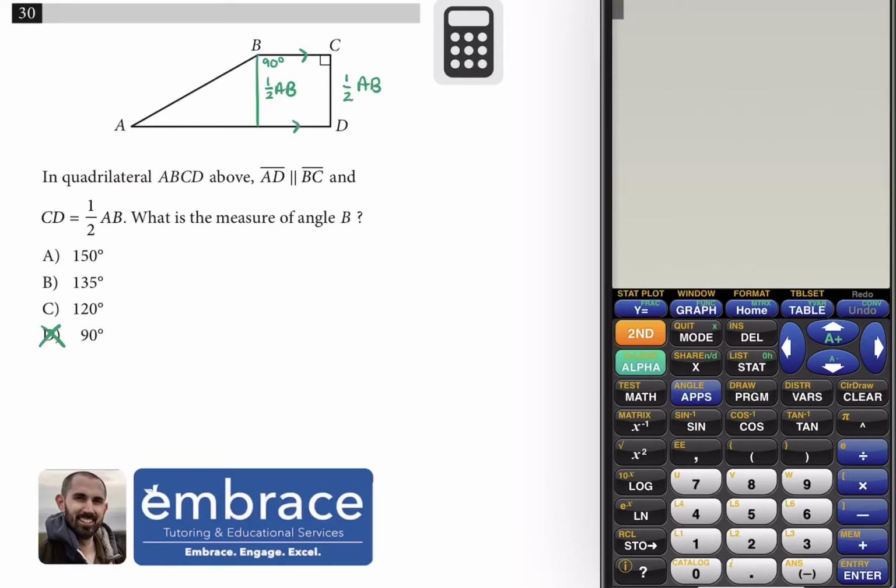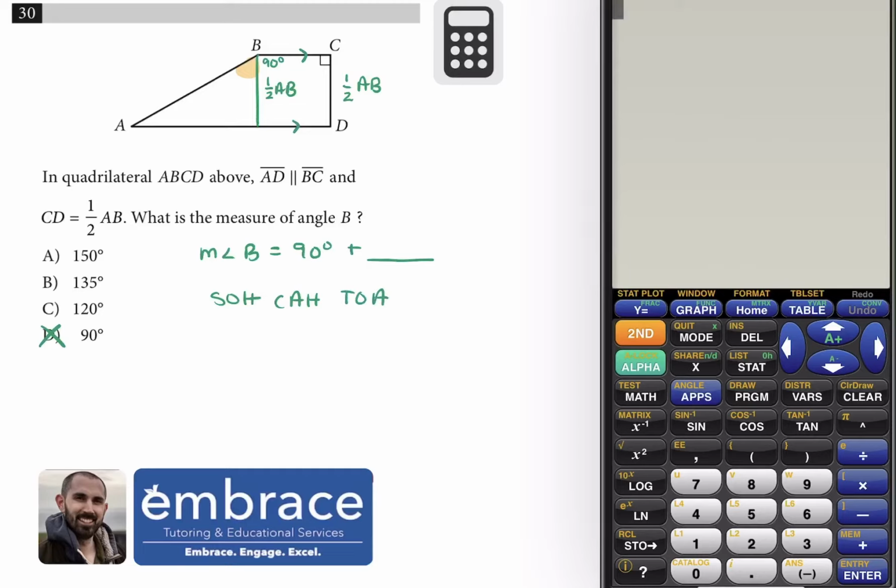All right, so now I know that the measure of angle B, at least part of it is 90 degrees. So now I just need to find the missing part, this part right here that I've highlighted. Now this is going to require some right triangle trigonometry. If you're not familiar with that, we're going to be using SOHCAHTOA here, some relationships between the sides and angles of a right triangle.